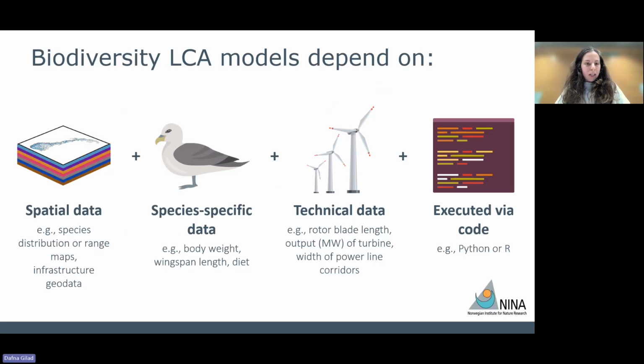So the biodiversity LCA models depend on three different things. You need spatial data, as Roel mentioned. In some cases, you need species-specific data. And then you also need technical data regarding the wind farms. And these models are often implemented in programming languages, for example, Python or R. So to get results, you first need access to the data, and then you also need to run a code.